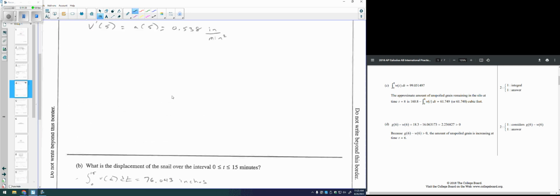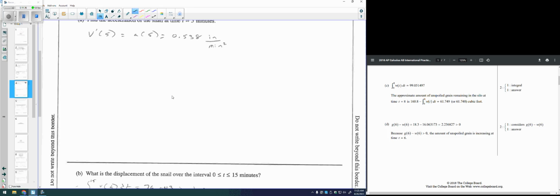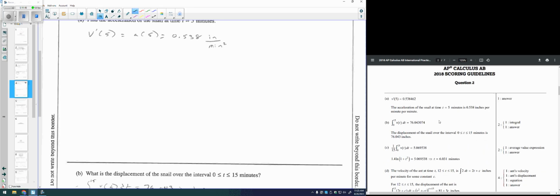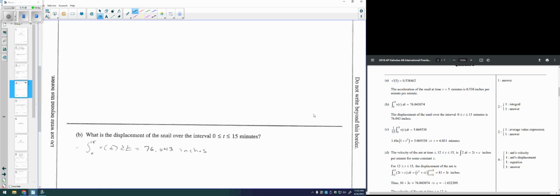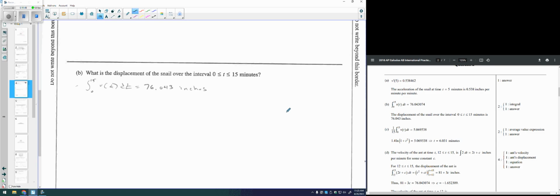Hopefully those 2 questions were easy, and you got the 3 points for those 2 questions. For my scoring guidelines, question 1, simply 1 point for the answer. Question 2, or letter B, you got 1 point for the integral, so you had to show the integral, and then you get 1 point for the answer. Okay? Units are important. You had to have units.